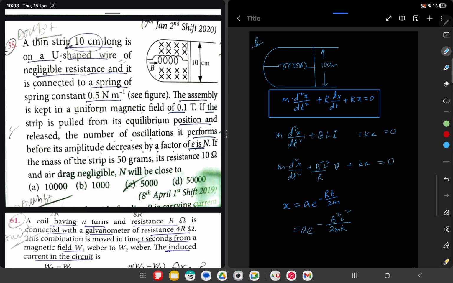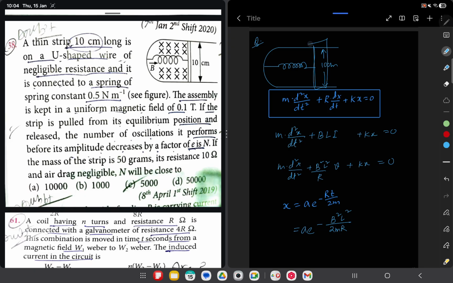In a damped oscillation, this is question number 38. There is a thin strip of 10 cm, U-shaped, attached with a spring of spring constant 0.5 newton per meter. The assembly is kept in a uniform magnetic field of 0.1 T. If the strip is pulled from the equilibrium position and released, the number of oscillations performed before its amplitude decreases by a factor of e is N. If the mass of the strip is 50 gram, its resistance 10 ohm and air drag is negligible, N will be close to.